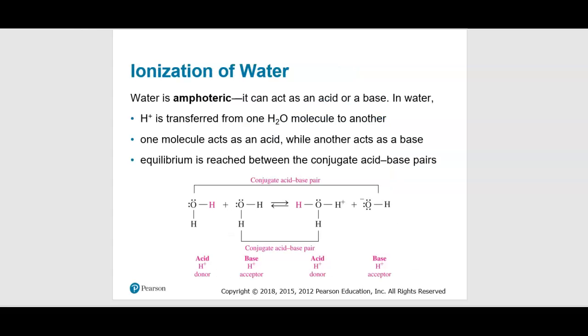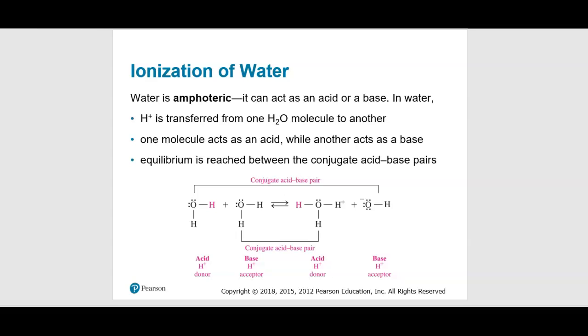We've said before that water is amphoteric, and here we're actually defining amphoteric. I've mentioned the term before, but it simply means that an amphoteric substance is one that can act either as an acid or as a base. And water is one of these. So in water, a hydrogen ion can be transferred from one water molecule to another. One molecule is acting as an acid. Remember, it's a proton donor or a hydrogen ion donor, while the other acts as a base, which is a hydrogen ion acceptor. And an equilibrium is reached between these conjugate acid-base pairs.